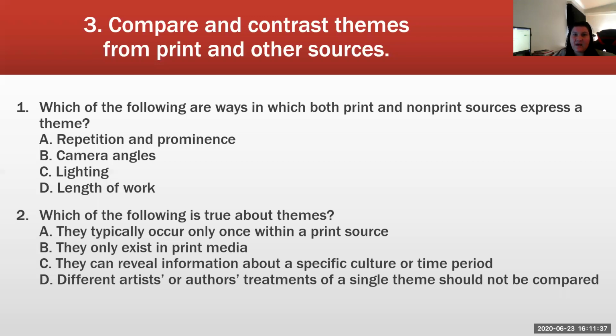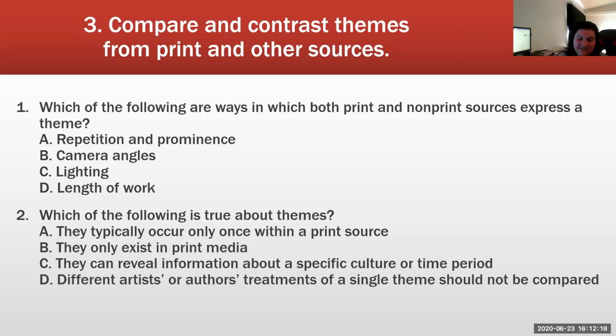So if it's non-print, print and non-print are not going to have camera angles, because how can you have a camera angle in a book? Lighting, again, the same thing. How can you have lighting in print and non-print? You can describe the lighting, but that's a description, not actual lighting. And length of work, it doesn't matter if it's a short, few three or four sentences or whether it's a three-hour movie. Thanks, James Cameron. It doesn't matter, the length of work doesn't determine the theme.